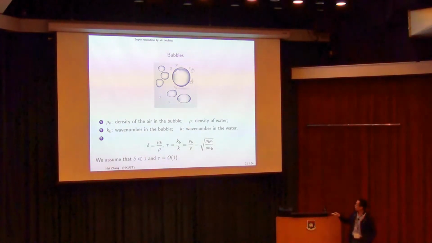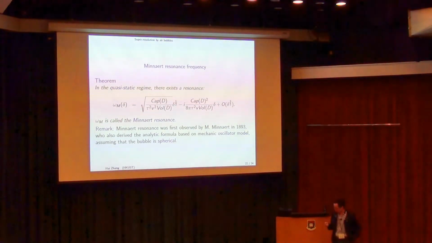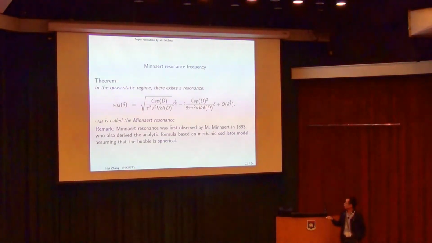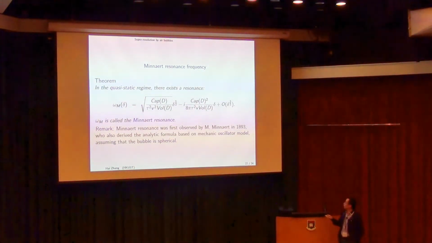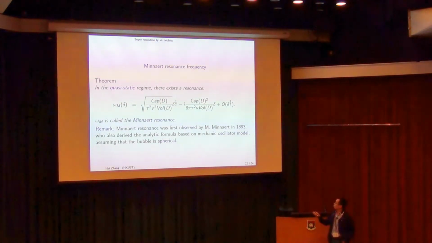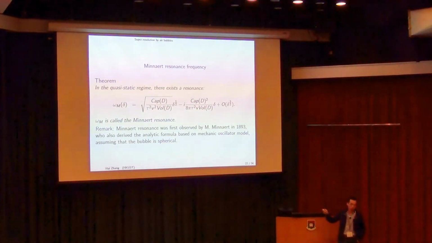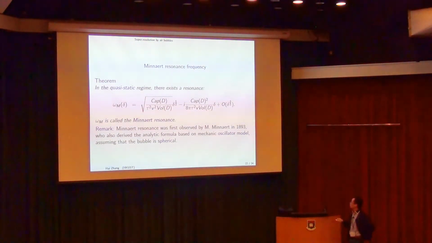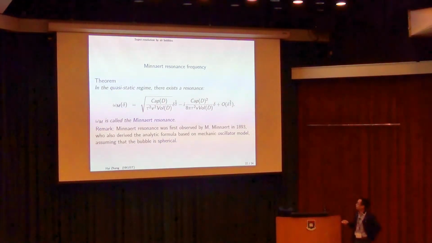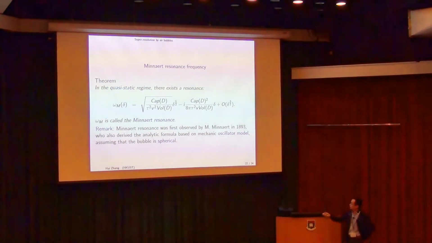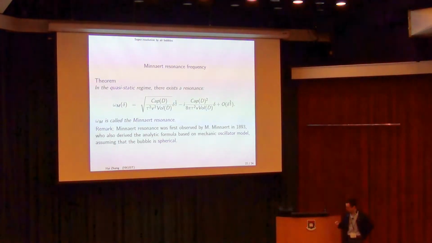Actually, Minnaert was the first to discover that there is a quasi-static resonance for these bubbles. We call this the Minnaert resonance. Here we have found a formula for this Minnaert resonance, which is proportional to the square root of delta, where delta is the contrast between the air density and the density of the water. This formula shows that these air bubbles are indeed ideal subwavelength resonators for acoustical waves.